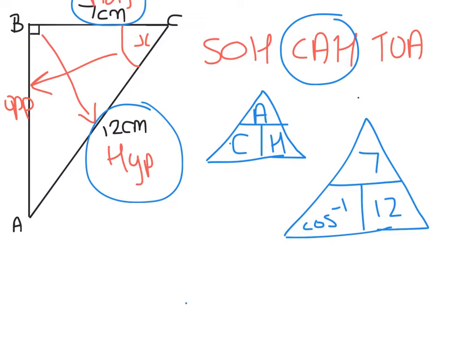So on our calculators, we're going to type in cos to the minus 1, 7 over 12. And remember, we round this to the nearest whole number. And that will give us 54 degrees.